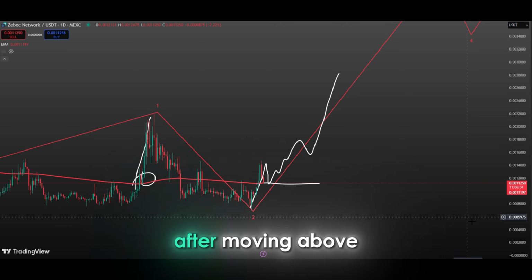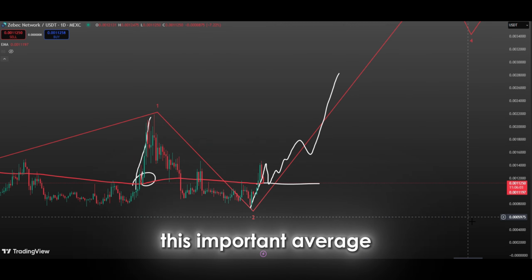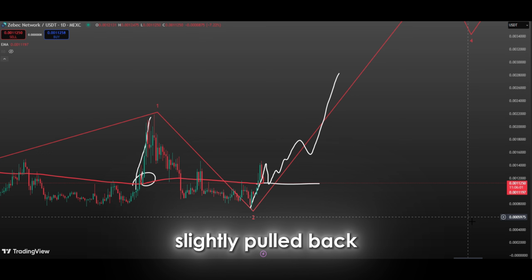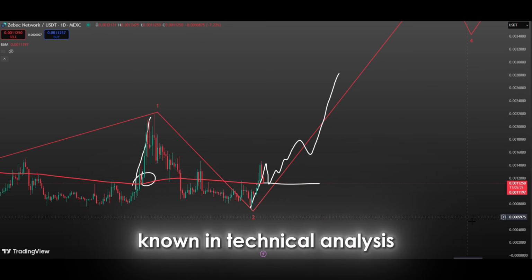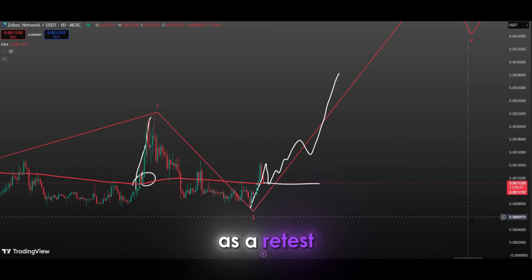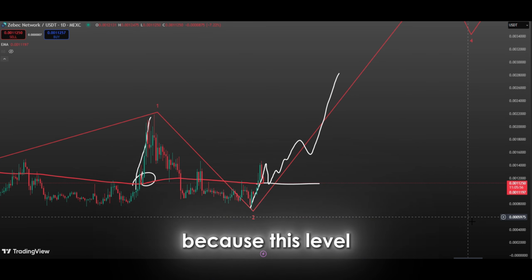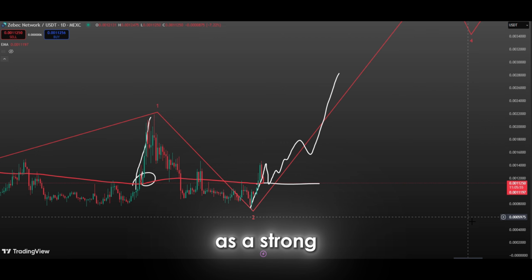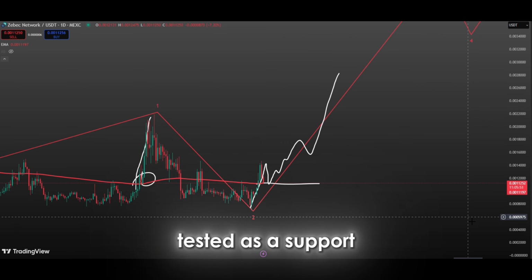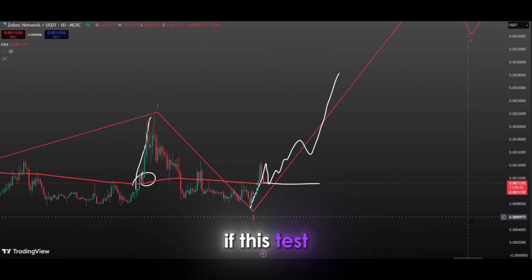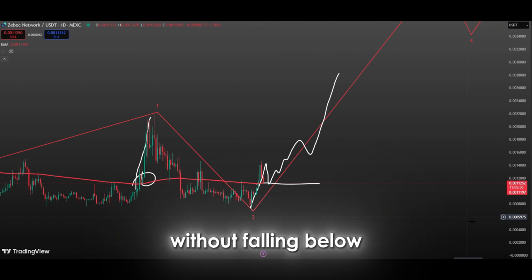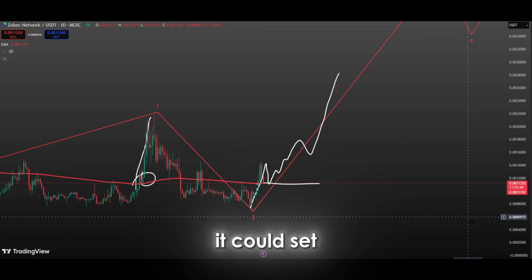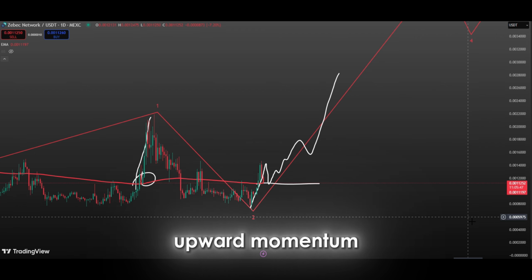At the moment, after moving above this important average, the price has slightly pulled back and is currently testing this level, effectively performing what is known in technical analysis as a retest. This is significant because this level, which previously acted as a strong resistance zone, is now being tested as a support. If this test proves successful, meaning the price holds above this level without falling below and buyers step in again, it could set the stage for upward momentum.